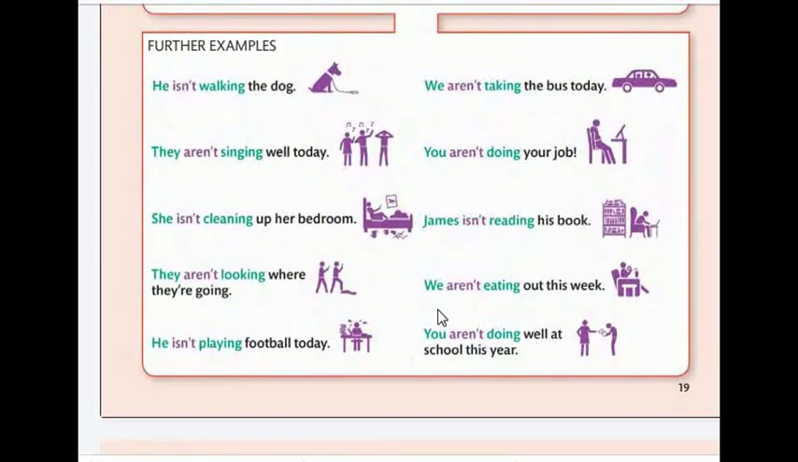And for example, he isn't walking the dog. They aren't singing well today. He isn't cleaning up her bedroom. They aren't looking where they're going. He isn't playing football today. We aren't taking a bus today. We aren't doing your job. James isn't reading his book. We are eating out this week. We aren't doing well at school this year.